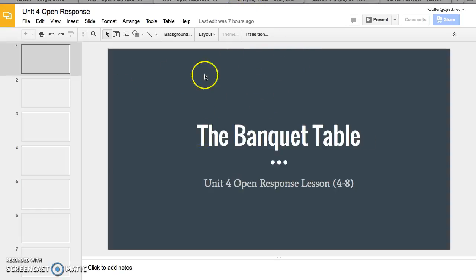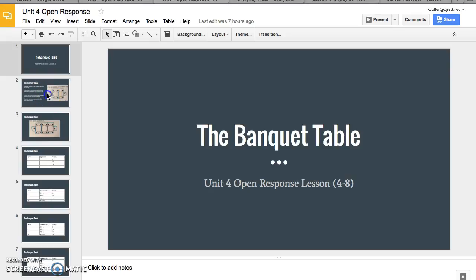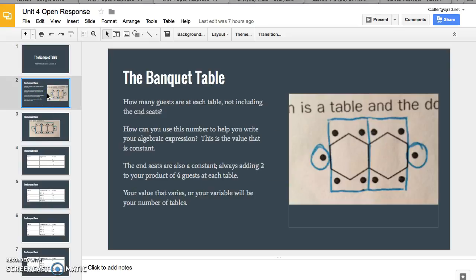All right, here are some guiding questions that I asked of you. How many guests are at each table, not including the end seats? If we look at this picture I drew based on the two table configuration, with boxes to separate each table, each table has 1, 2, 3, 4 guests. Again, at my second table, 1, 2, 3, 4 guests. And then I have the 2 people on the ends of the table.